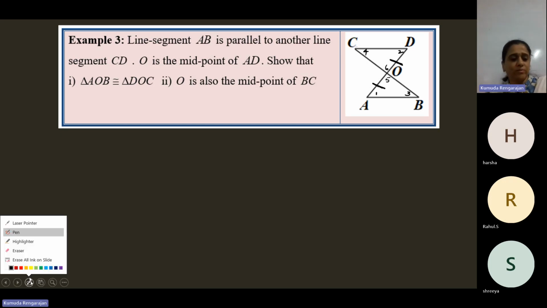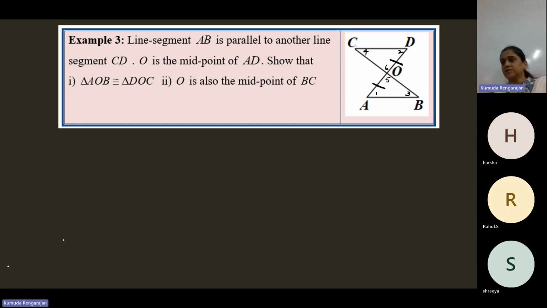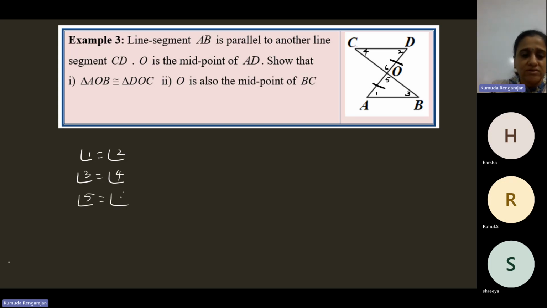So see children, if you have to prove that these two triangles are congruent, it depends on what information we have. Now there are a lot of things. We have 3 pairs of equal angles. We have angle 1 equal to angle 2. We have angle 3 equal to angle 4. We have angle 5 equal to angle 6. And we also have OA equal to OD.